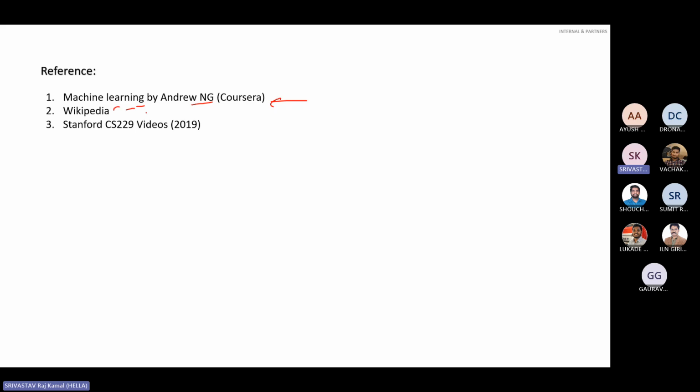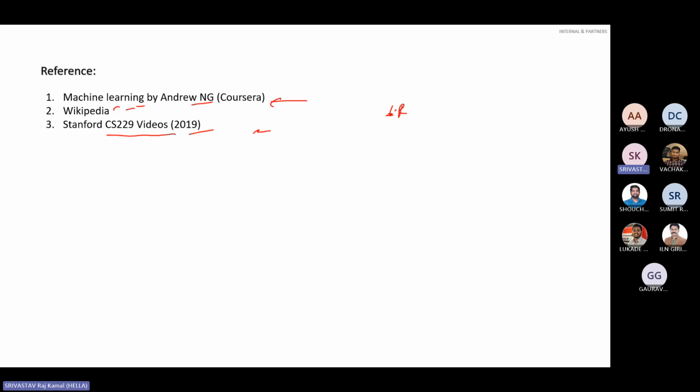Wikipedia I use a lot, and CS229 videos, I have taken some good examples from there. So we have almost studied linear regression theoretically, in the manner that we have covered most of the stuff which helps us at the industry level. And yeah, this is just all about practice.